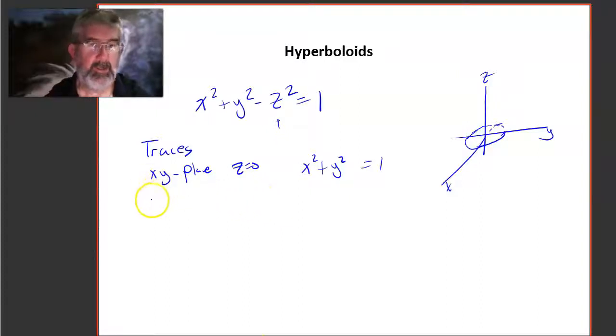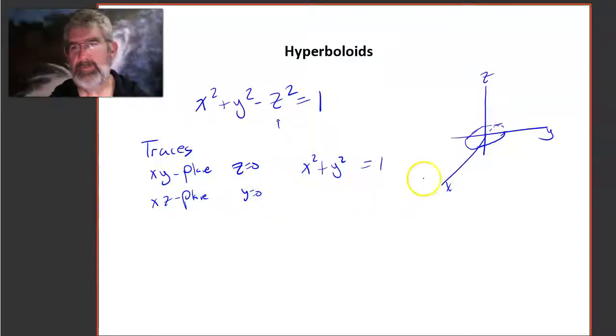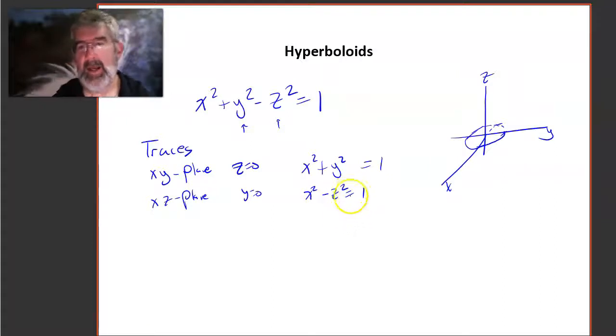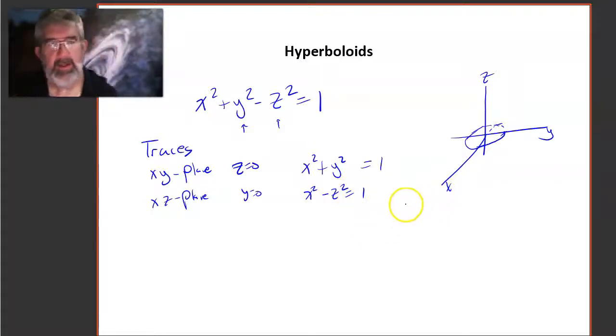In the, let's say, the xz plane, well, the xz plane is where y equals 0. So if y equals 0, I'm plugging in a 0 for y there. I've got x squared minus z squared equals 1. Well, this now is a hyperbola. And so in the xz plane, I have a hyperbola.